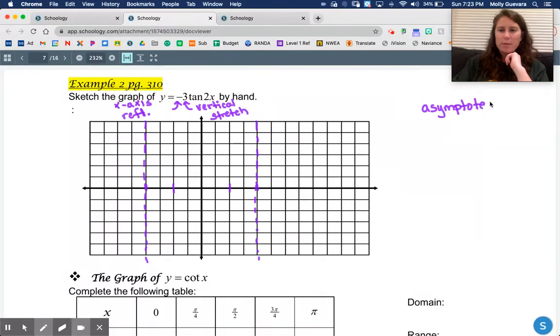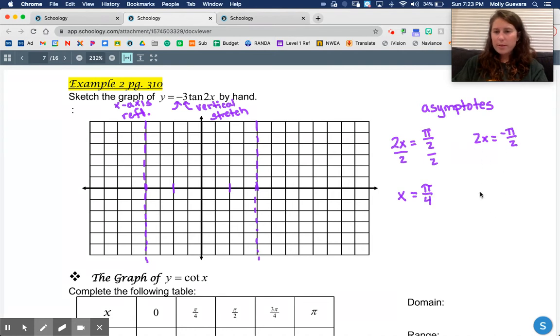So for my asymptotes, I'm going to take what's inside my tangent, which is 2x, and set it equal to the parent graph asymptotes. The parent graph asymptotes are pi over 2 and negative pi over 2. Sorry, I said 2 pi earlier. We're going to solve, so divide by 2, divide by 2. And I get x equals pi over 4. And then divide by 2, and I get x equals negative pi divided by 4. So that tells me this is pi over 4, and this is negative pi over 4.